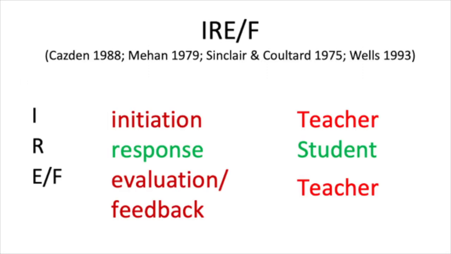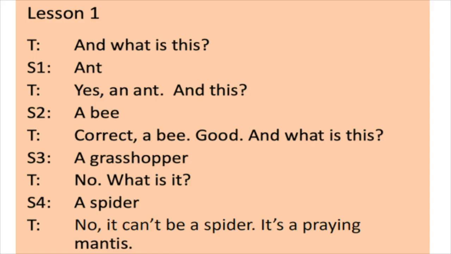Okay, so we're looking at the initiation, response, evaluation, and feedback. And that's generally what you see played out in the classroom when a lesson is taking place. And I've got an example of a lesson there. It's basically a teacher and different students talking. You know, teacher says, and what is this? An ant, yes, an ant, and this, a bee, and it goes on. So looking at different insects in the classroom, probably I'd say like a year 1 science lesson.